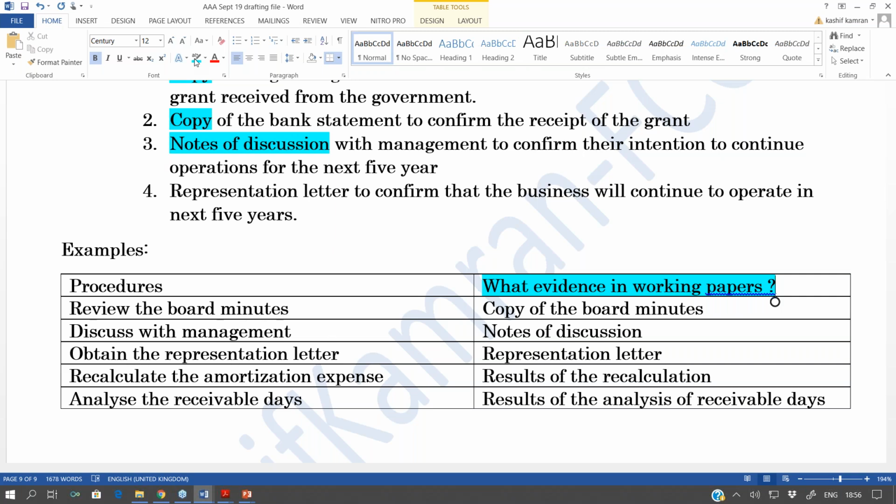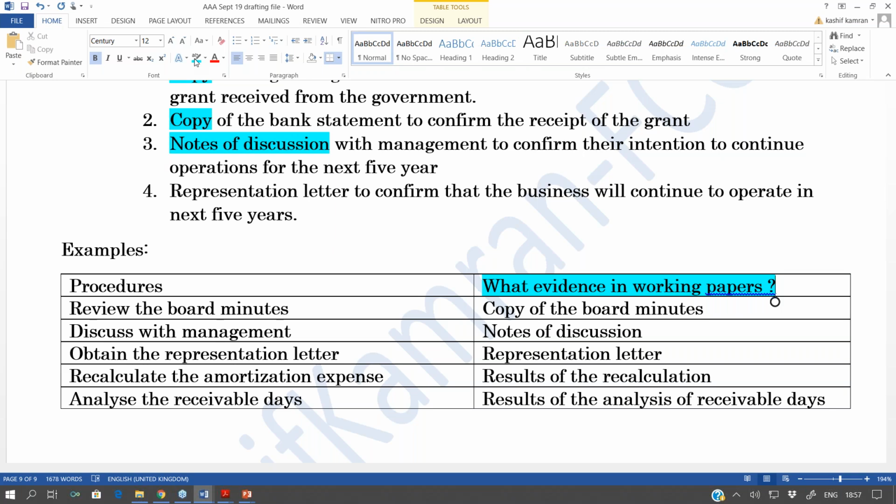So are you getting the difference between writing a procedure which starts with an action and writing evidence which starts with something tangible? Will you remember that evidence is in the file and it has to be in a tangible form? Is everyone clear between tangible and an action? Procedure starts with an action and evidence starts with something which is tangible, a document. Okay, is everyone clear on how to go about it?